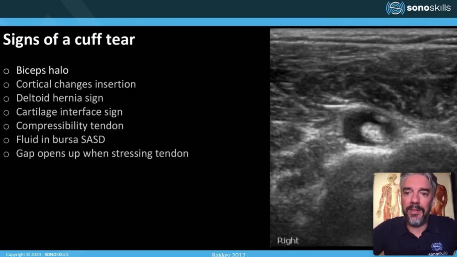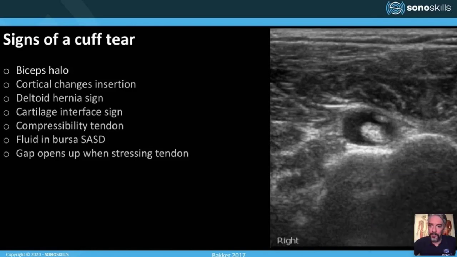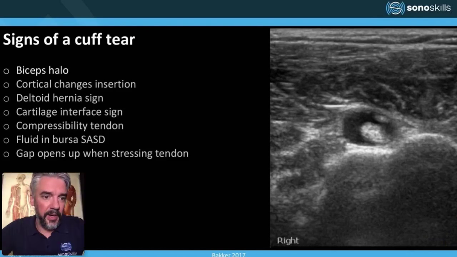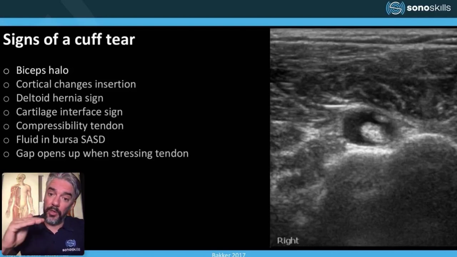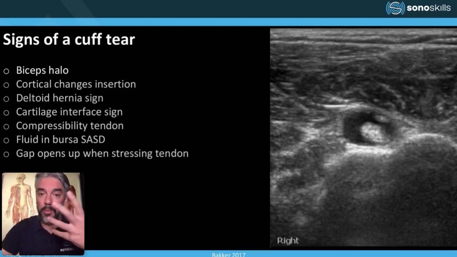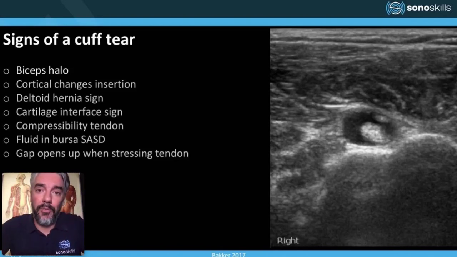So let's look at the signs of cuff tearing. Let me put the camera there. Yes, like this. We know that a biceps halo might be an indirect sign of a cuff tear. So if the tendon looks okay and there's no tenosynovitis, no Doppler activity within the tendon sheath, then we know that this is the deepest point of the capsule, and somewhere fluids, probably or most likely also cuff related, sink to the deepest point, and then you can see this biceps halo.